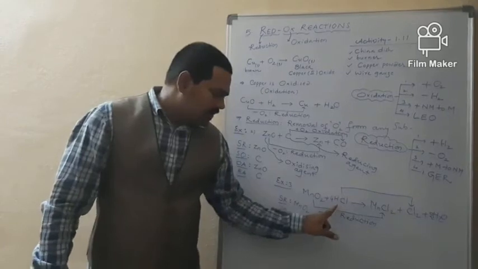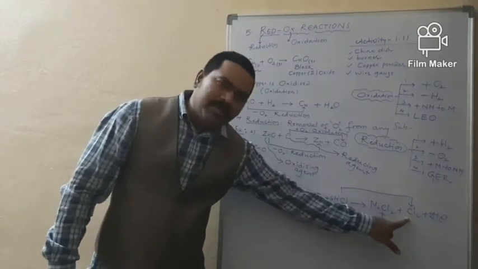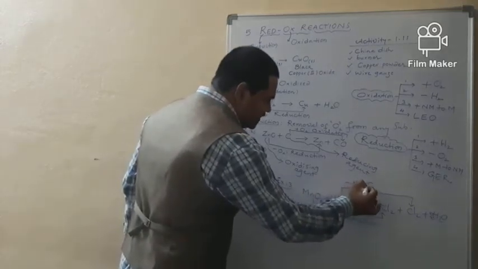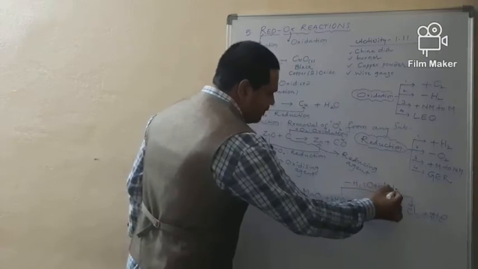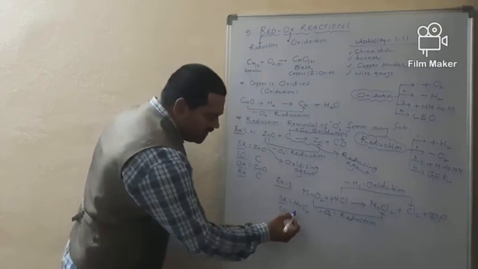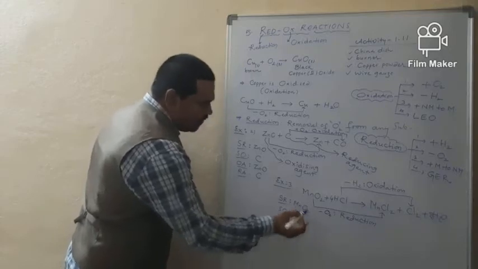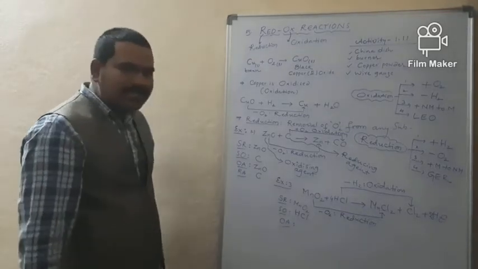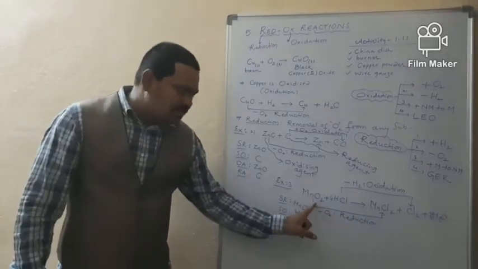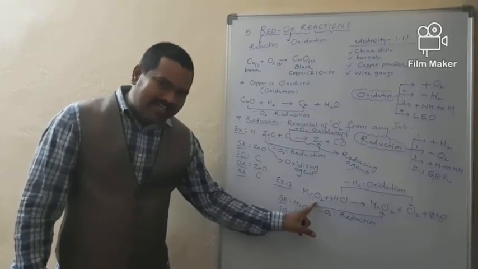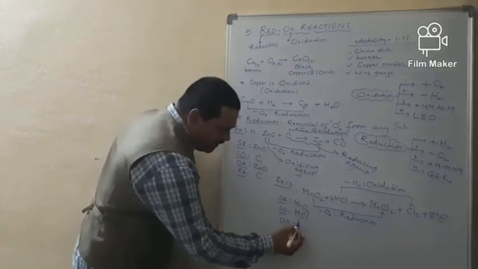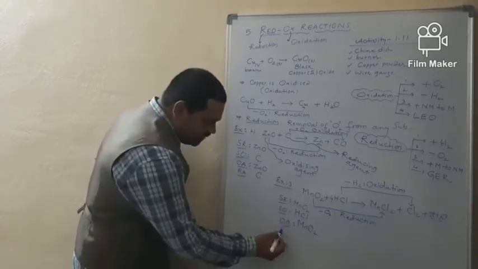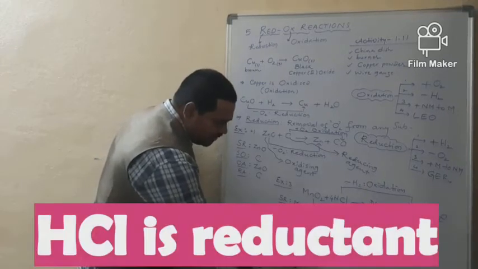Once you compare, here hydrogen is present, here there is no place for hydrogen. So what do you say? Removal of hydrogen takes place, which is called oxidation. So the substance oxidized is hydrogen chloride. And what is oxidizing agent? As I told previously, the substance which is reduced will be treated as oxidizing agent. So MnO2, manganese dioxide, will be treated as oxidizing agent, and reducing agent is hydrogen chloride.